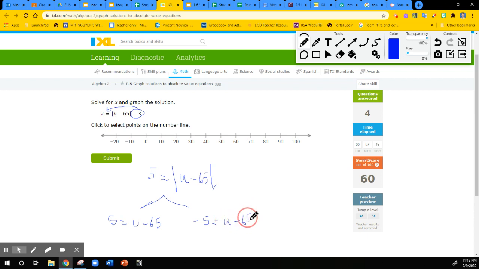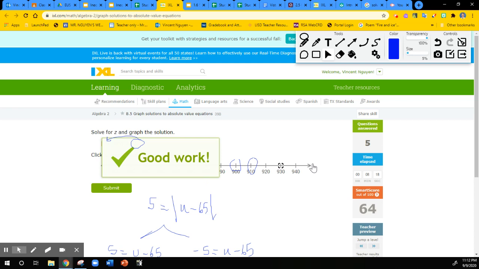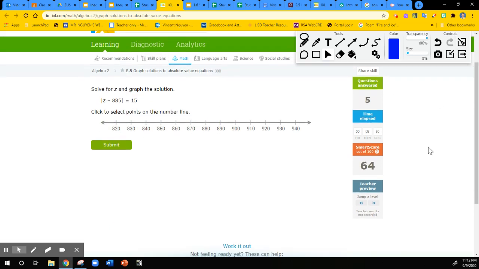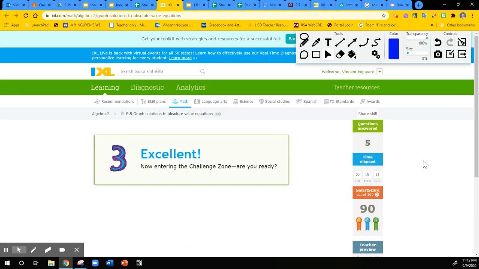Now the inverse operation is going to be the same on both. So you're going to be adding 65 to both sides in both equations, right? The answer is different. Okay. So 65 plus 5 will be 70. So my first solution is 70. And my second solution is actually 60, right? If I add these, I would get 60. So that's my other solution. So I'm going to graph those 2 points, one at 70 and one at 60. Submit. All right, I'm going to jump level so we can get to the challenge zone.